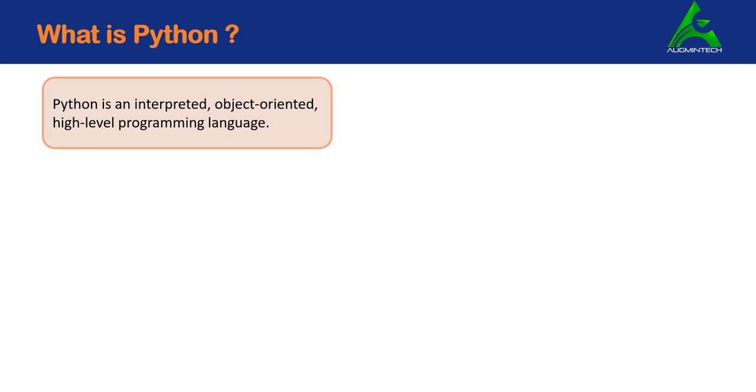Now, Python is object oriented because it supports all the concepts of object oriented programming, right from the creation of classes, creation of objects. It supports all the four principles of object oriented programming like encapsulation, inheritance, polymorphism, abstraction, method overriding, operator overloading, and so on. And also, Python is high level programming language.